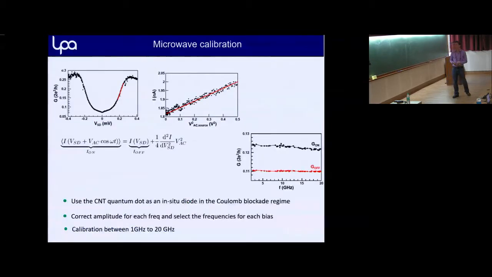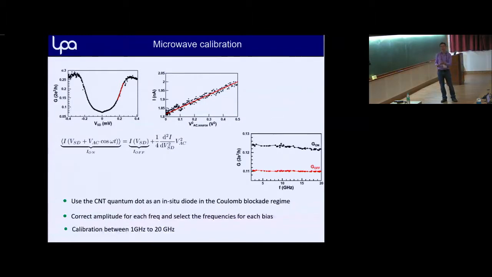So how do we do the microwave calibration? That's a very important step. The idea is that we use the system as its own detector, but in a different transport regime. We go to a regime where we have a more traditional Coulomb blockade, with very nonlinear transport. This nonlinearity can be approximated to a great extent in some regions by a diode, and essentially this quadratic term in the IV curve allows you to directly measure the microwave power which arrives at the sample.